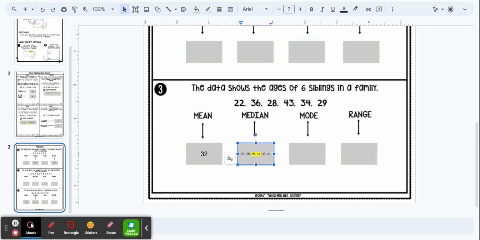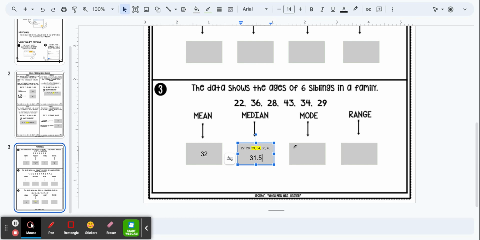So we take 29 plus 34, which equals 63. We divide by 2 because we're only adding 2 numbers this time. So that gives us 31 and a half. And that is fine to have a decimal point there.